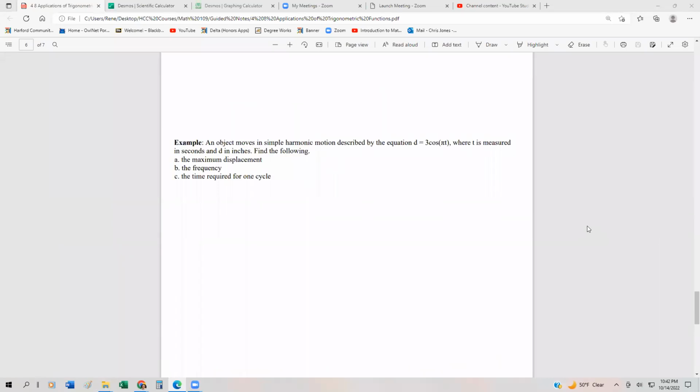In the previous video, what we did for simple harmonic motion was we were able to build the equation of motion or the displacement. And so this time, what if we were given the displacement? Okay, let's see if we can dissect that.